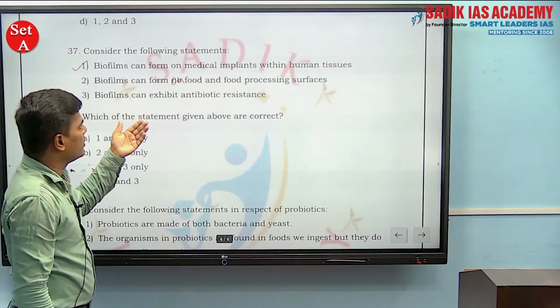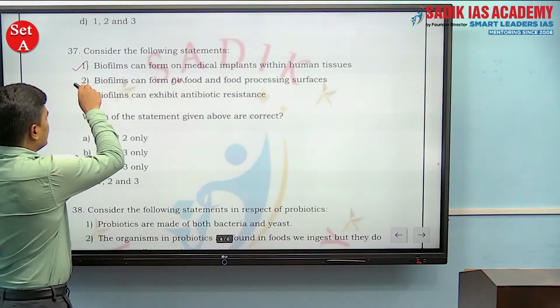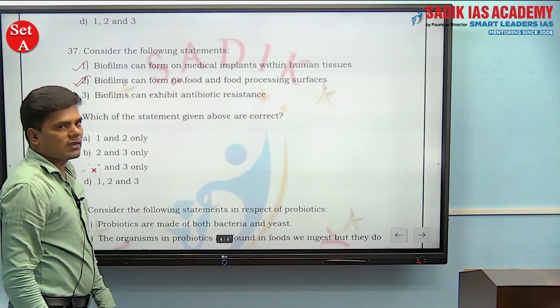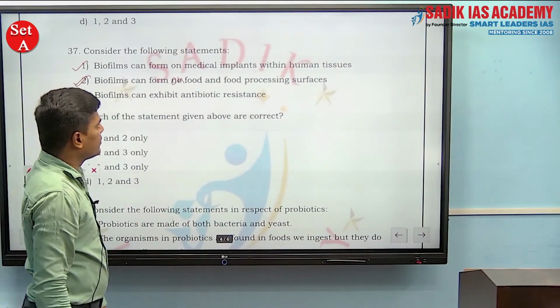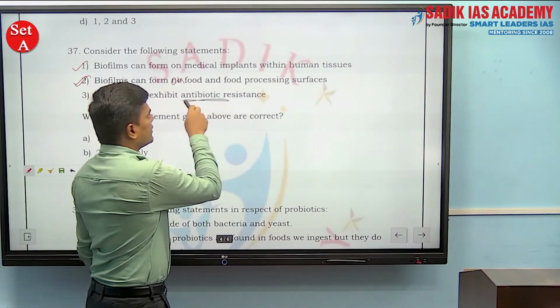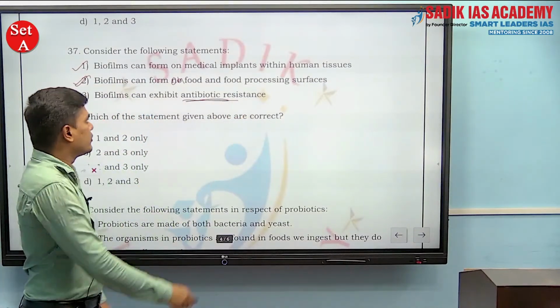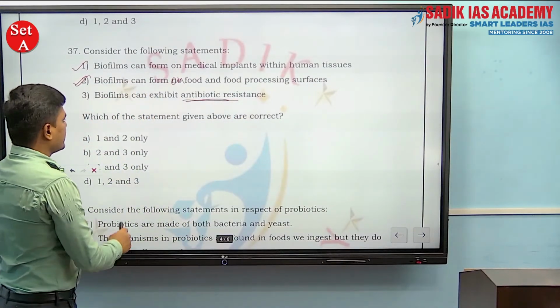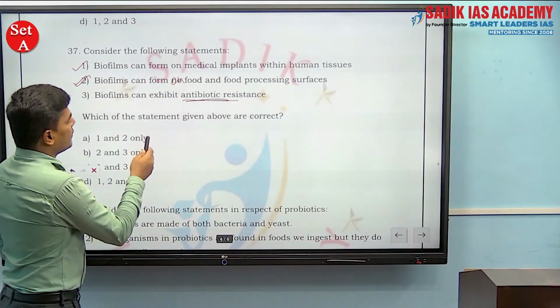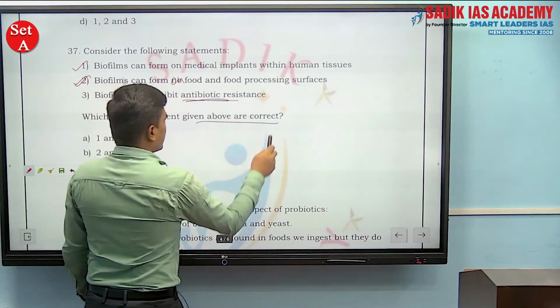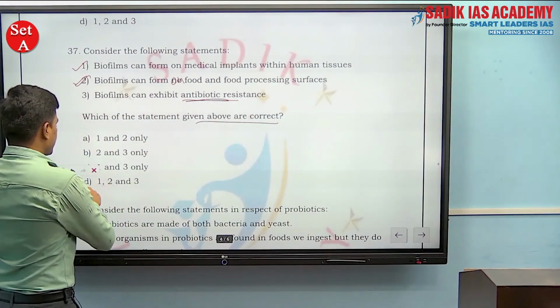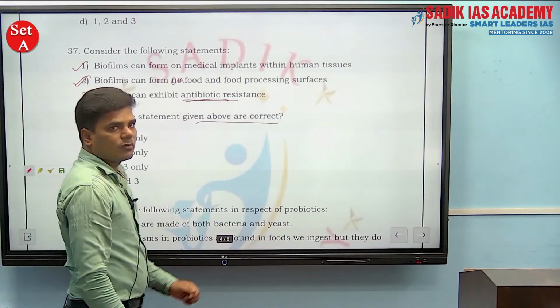Yes, biofilms can also be formed on food and food processing surfaces, and biofilms can exhibit antibiotic resistance. Yes, it is a property of biofilms. So all three statements are correct with respect to biofilms. The question is about which are correct only, so in that case option D is the correct option.